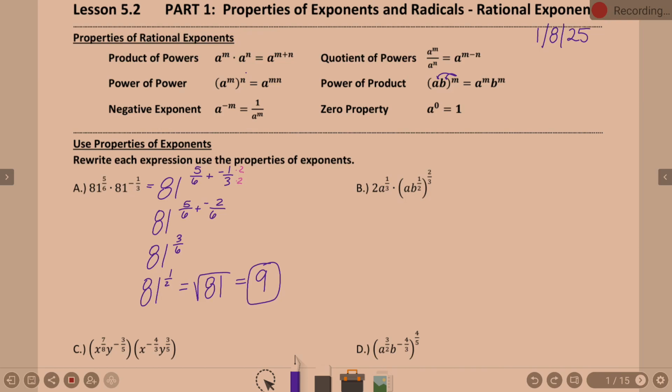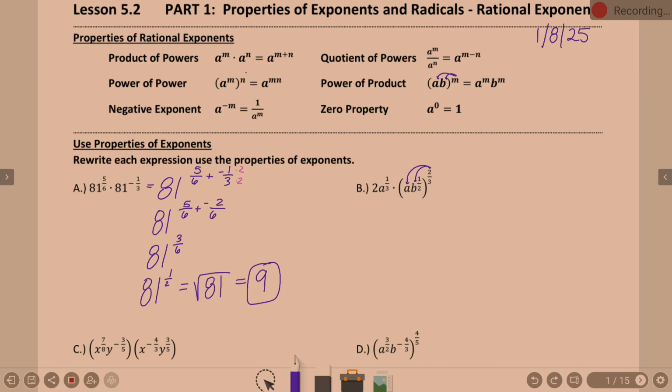Is it like the power of power one? It is the power of power. Technically, instead of power of power, I would call it power of product, because what does this 2/3 go with? It goes with the a, and it goes with the b to the 1/2. Okay, so I would start there by rewriting it.